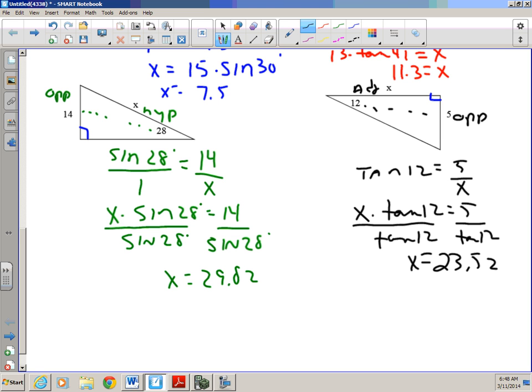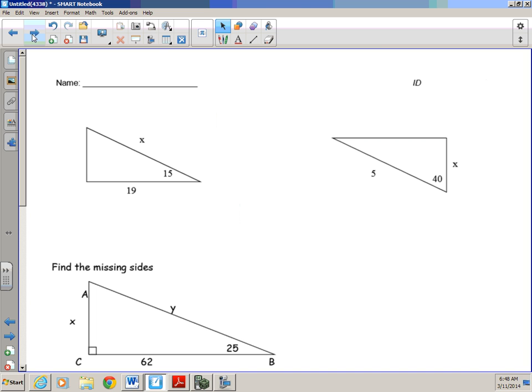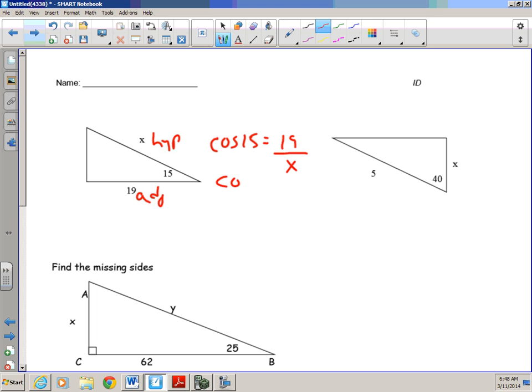All right. Going to the next page, we have the angle of 15 degrees. This is adjacent, hypotenuse. So we have cosine of 15 equals 19 over x. Cosine of 15 times x is 19. We divide by cosine 15 so that we get x to be, I'm just doing this on my calculator. Well, I don't need to show you it every time. 19.67.